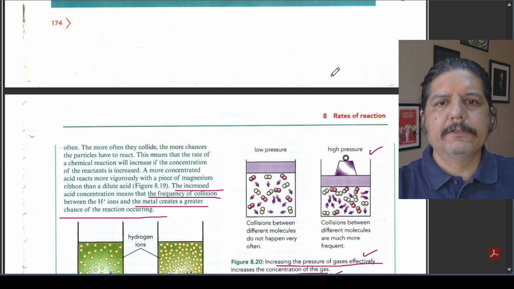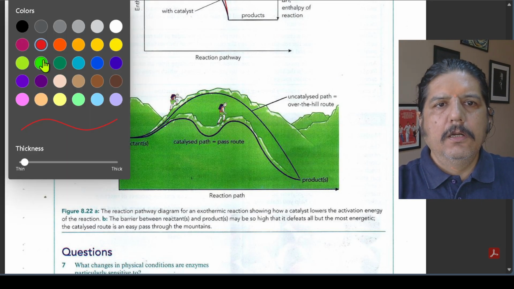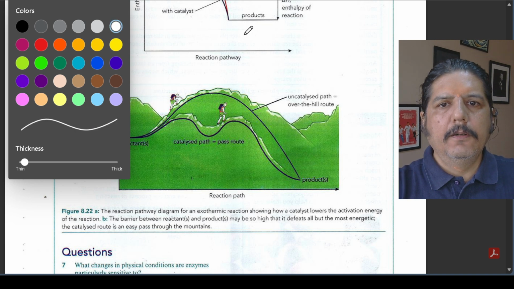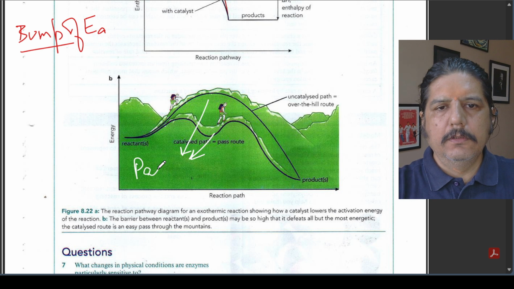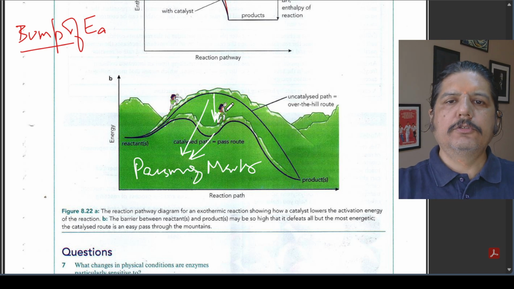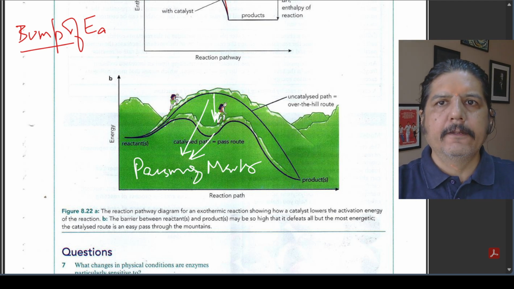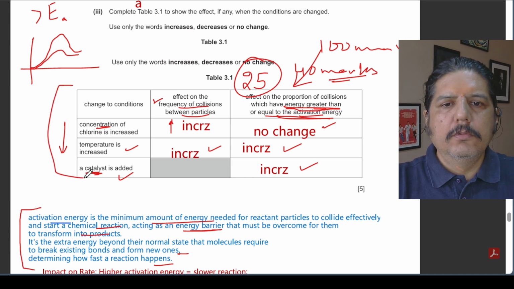Another way of looking at this is that this bump can be seen as passing marks. So as the passing marks are lowered, more students would be able to pass the exams. I think this would make sense. So this is what I wanted to explain.